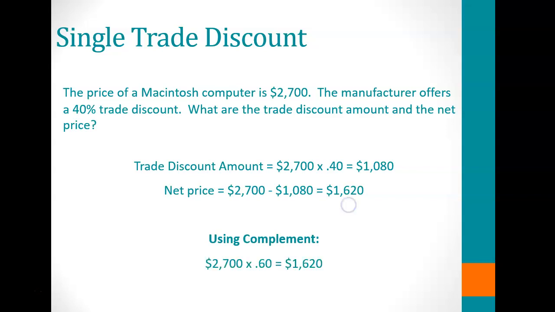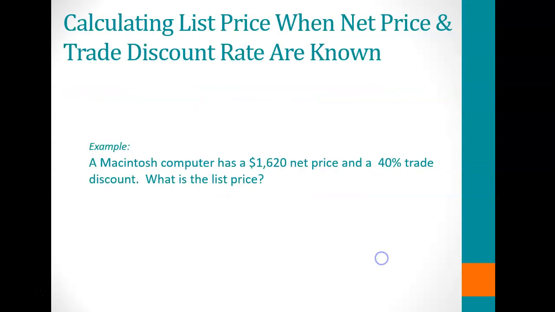Now, if we look at it from the complement standpoint, again, the complement is 100% less the trade discount. Since the discount is 40%, the complement is 60%. So if I take 60% of the list price, it also gives me the net price of $1,620. So you can choose either of these methods to get the end result, which will be the actual net price for the computer.